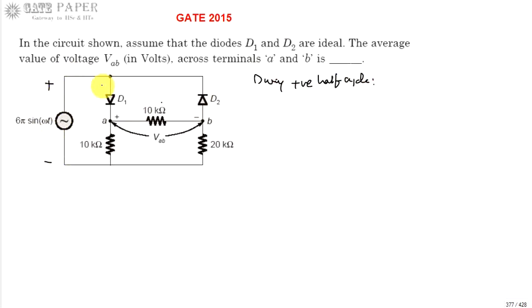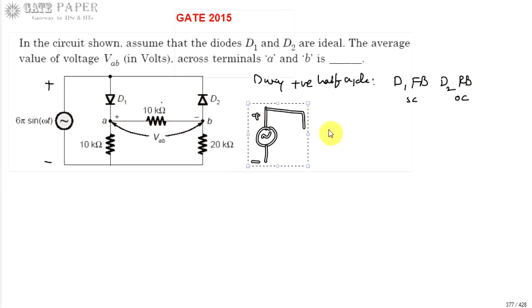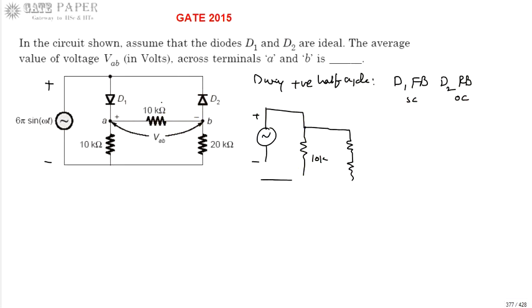Now this positive is connected to D1 and D2, and given D1 and D2 are ideal diodes, during the positive half cycle D1 is forward biased and D2 is reverse biased. So D1 acts as a short circuit and D2 acts as an open circuit. The equivalent circuit diagram looks like this. This is the source 6 pi sin omega t, the diode is shorted, and that is connected to 10 kilo ohm, and from that there are two resistors connected. I am writing those two resistors like this.